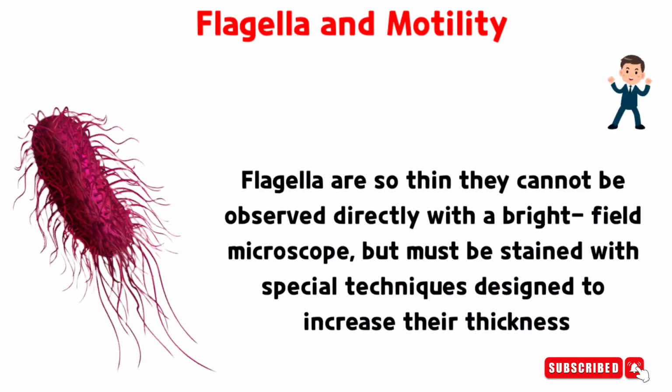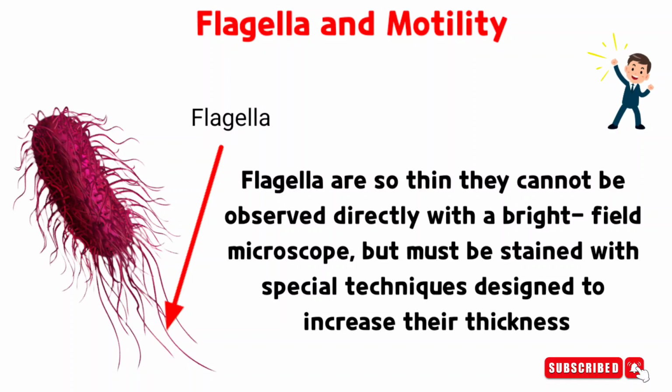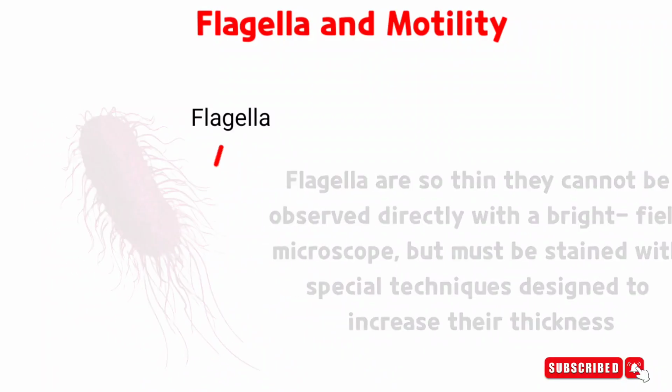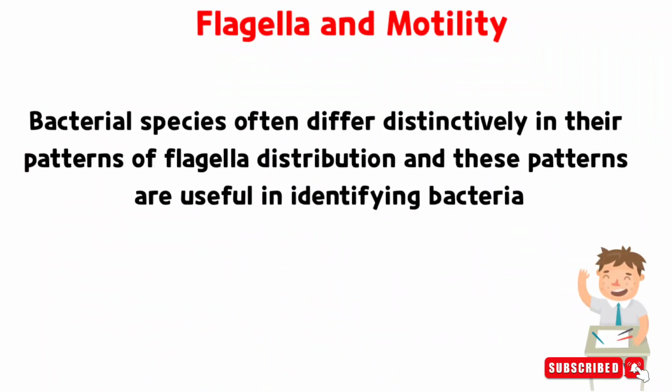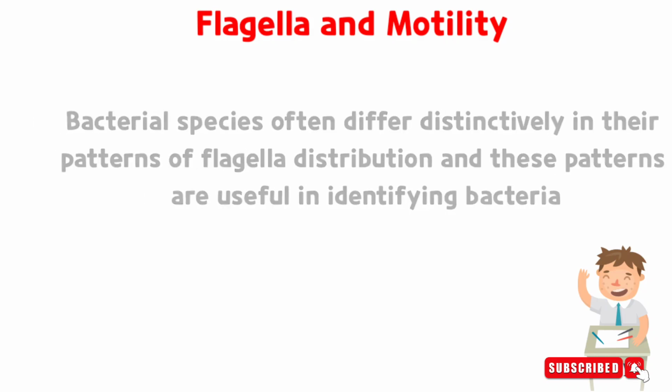Flagella are so thin they cannot be observed directly with a bright field microscope, but only when stained with special techniques designed to increase their thickness. The detailed structure of a flagellum can only be seen in the electron microscope. Bacterial species often differ distinctively in their patterns of flagella distribution, and these patterns are useful in identifying bacteria.